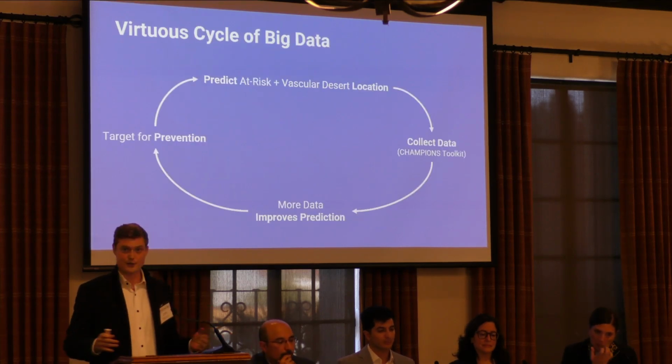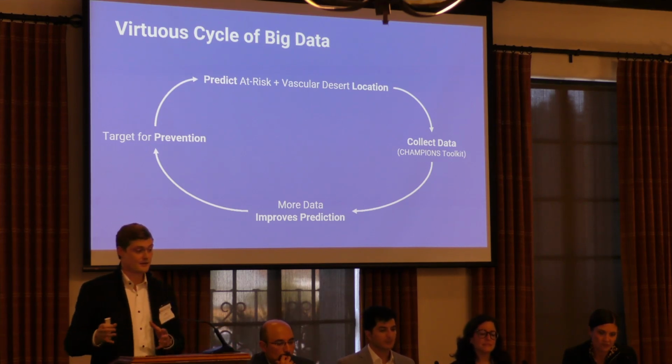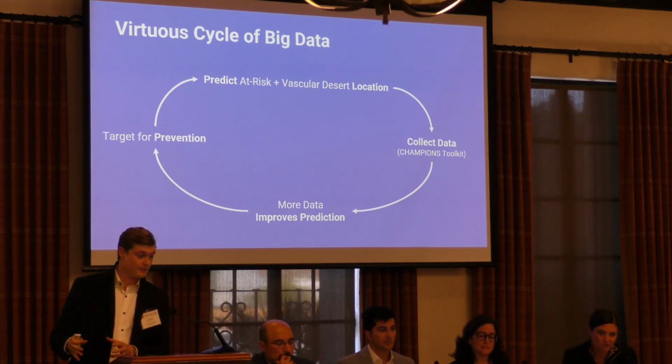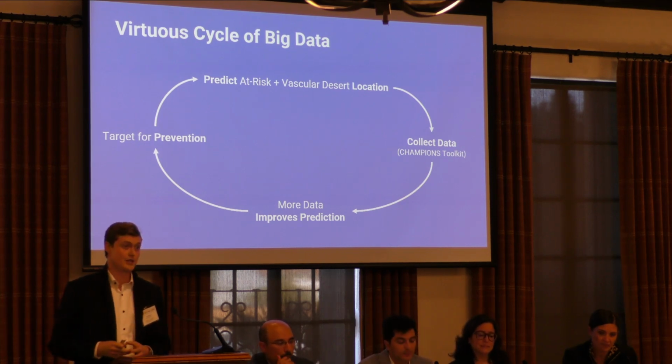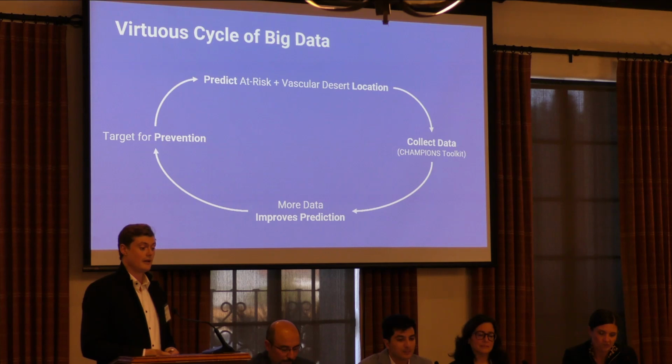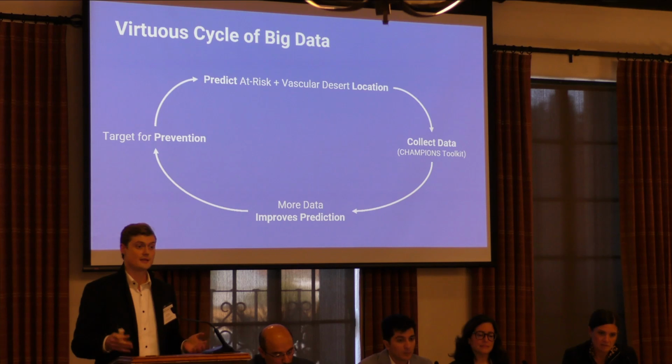So there's this big virtuous cycle of big data, which is basically if you can predict at-risk people, as well as link that with a vascular desert map, then you can go out into the community, you can collect data with the Champions Toolkit, which I'm going to talk about, and that will allow you to come around, improve prediction, as well as target for prevention. And the more you do this, the better map you get, the better you can target your healthcare dollars.